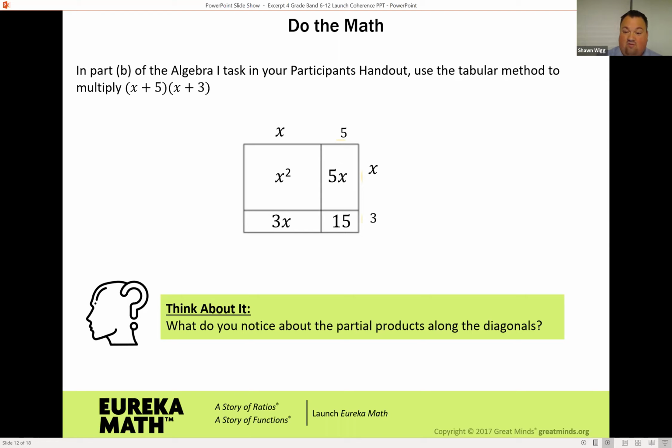Oh, good, good. So that's actually our first animation, so that works out well, excellent. You see an x squared by itself, x squared, very good. What about these corners, the diagonals here? What do you notice?